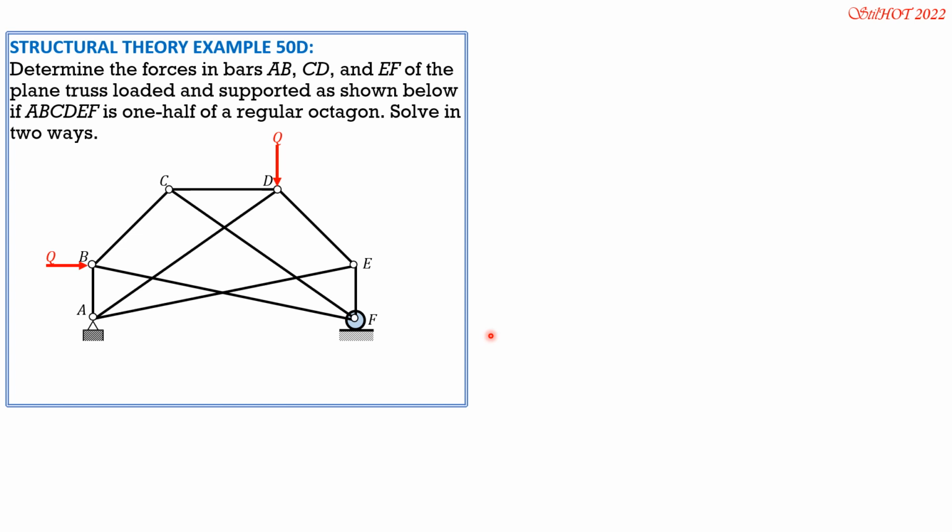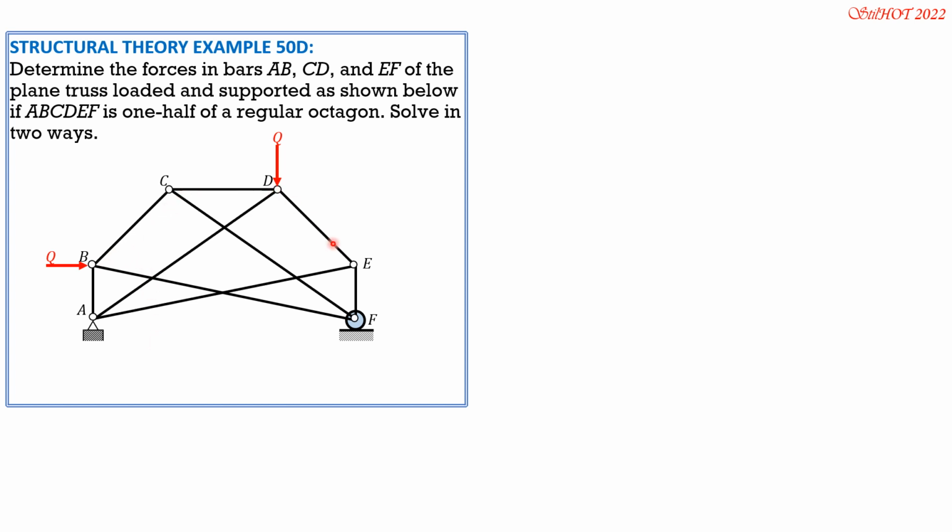So the first solution is the shortest one, and unless you have experienced this, it's quick and easy, but you need to experience it first. Take note that this is half of a regular octagon.